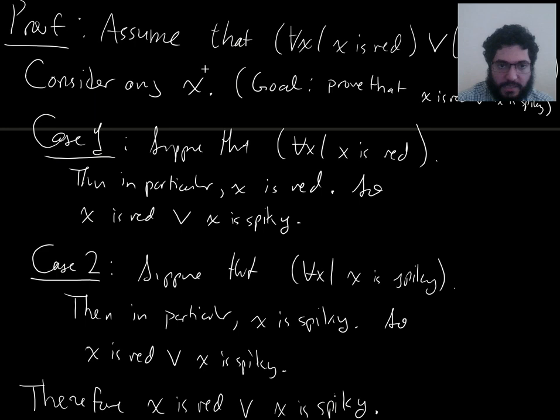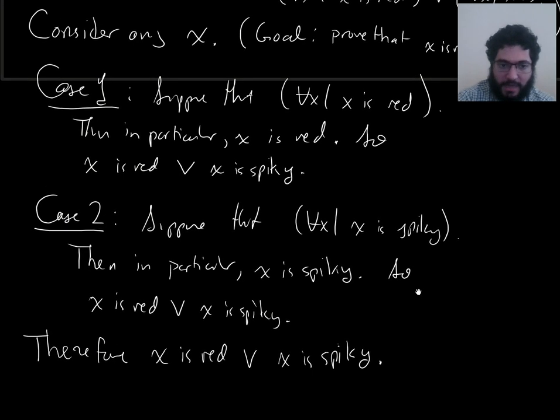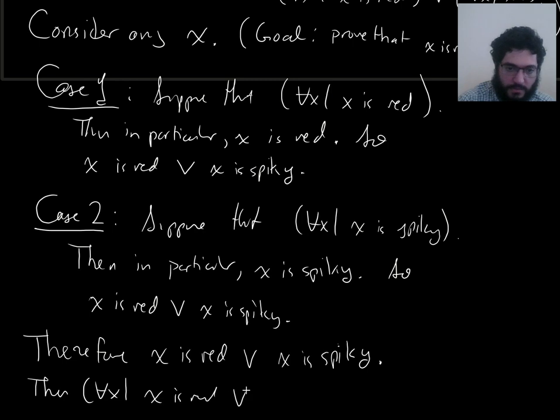And look, we said consider any x, and we proved that x is red or x is spiky. And x remained arbitrary throughout, so we never had to make any assumptions about x to do this. So then, for all x, x is red or x is spiky.